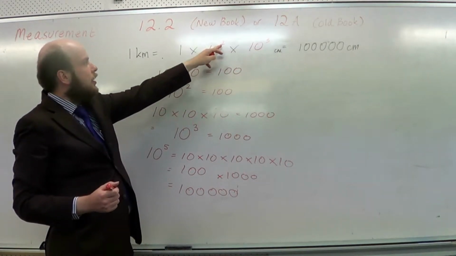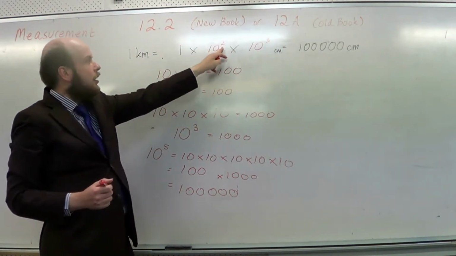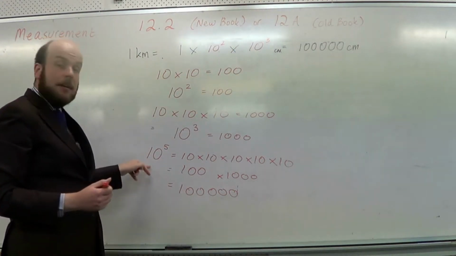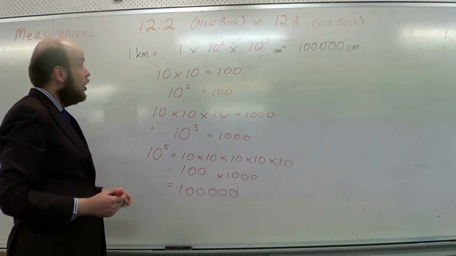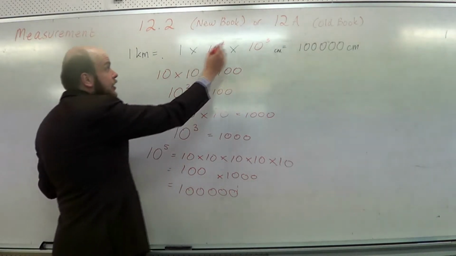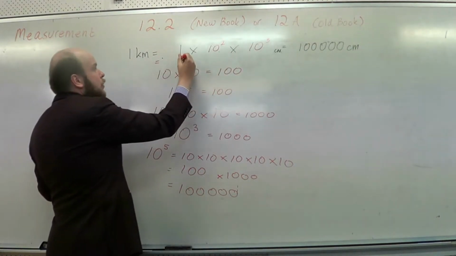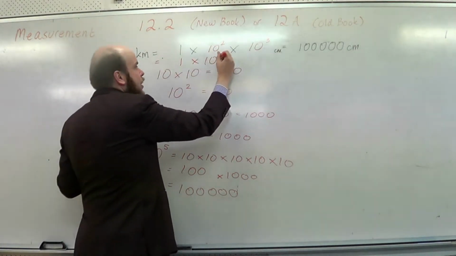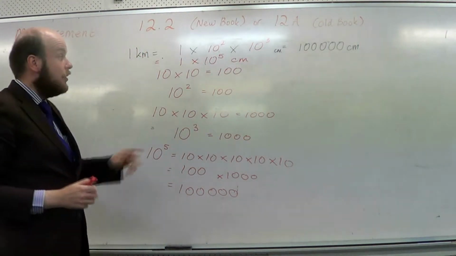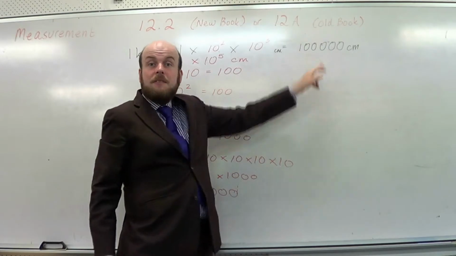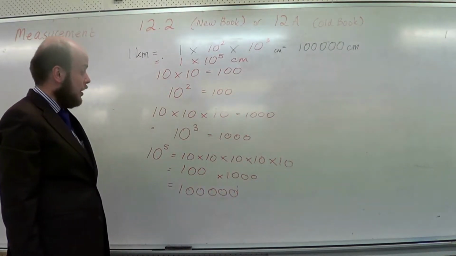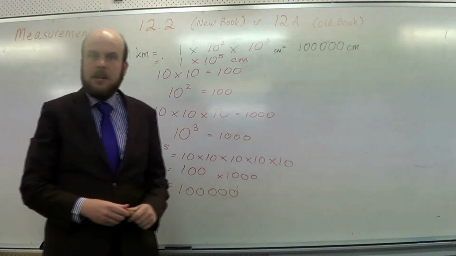What do you notice about 10 to the power of 5 and these two friends here? Well, if I add the two indices, 2 and 3, that would be the same as saying 10 to the power of 5. So in other words, if I add the indices, this is the same as saying 1 times 10 to the power of 5 centimeters. And that's a lot quicker than having to write 100,000. So let's try another example.